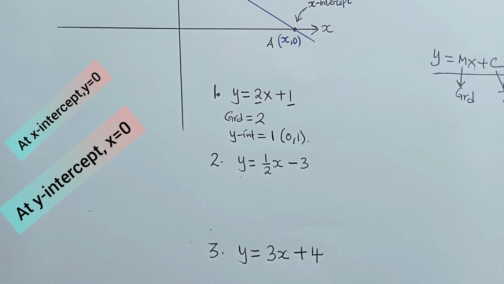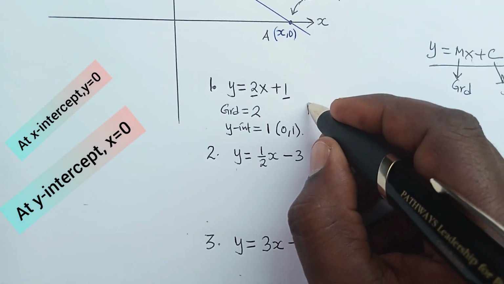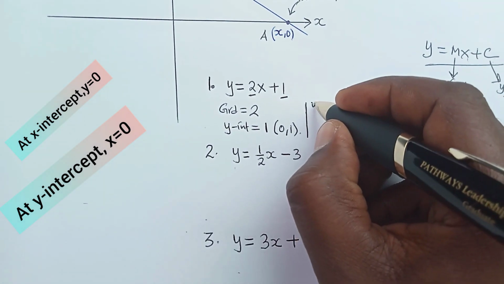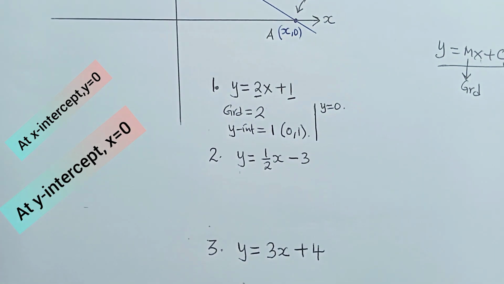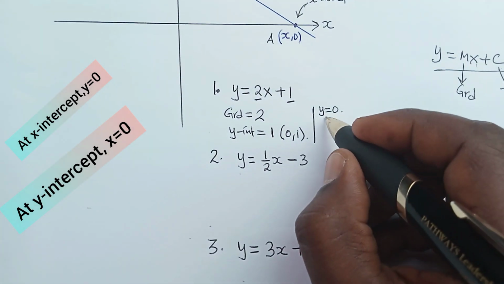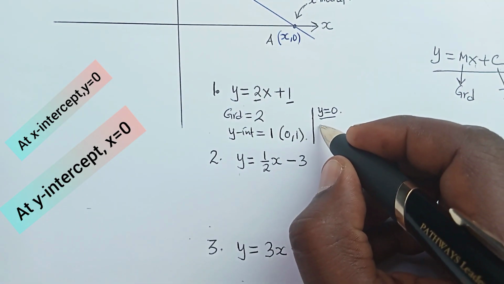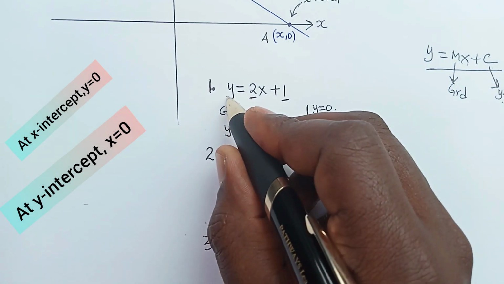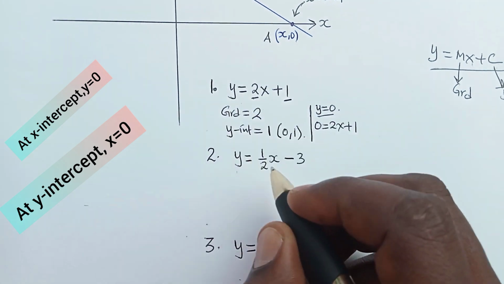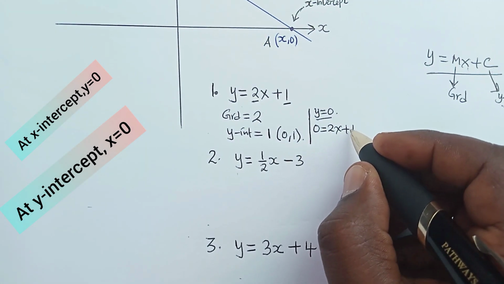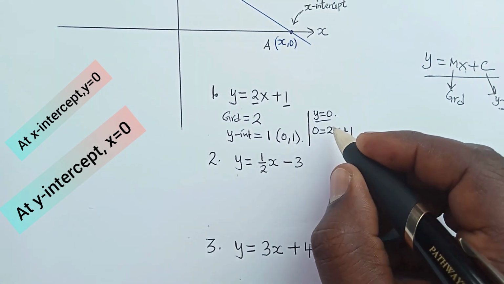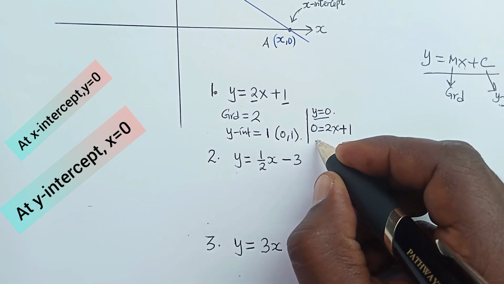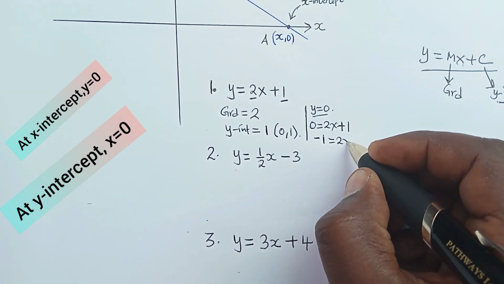Alright? Yes. How about the x-intercept? X-intercept, we set the y-coordinate to be 0 at that particular point. So when y is 0, from the general equation, 0 is equal to 2x plus 1. So this 0, I have substituted for y. So taking 1 to the other side, let's say now negative 1 equal to 2x.